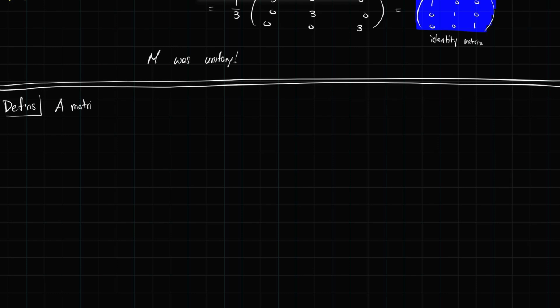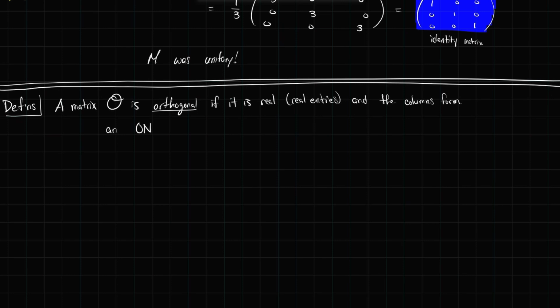A matrix O, and a lot of times they'll write it as a script O, so I'll go along with that. Instead of writing big O, I'll write script O. So a matrix script O is orthogonal if it is real, okay, so real entries, and the columns form an orthonormal basis. That's why we call them orthogonal in the first place. That's really where the name came from. So if it's real and if the columns form an orthonormal basis.